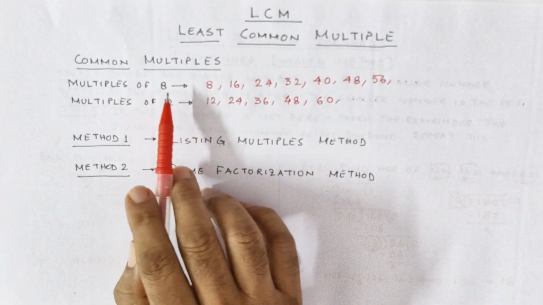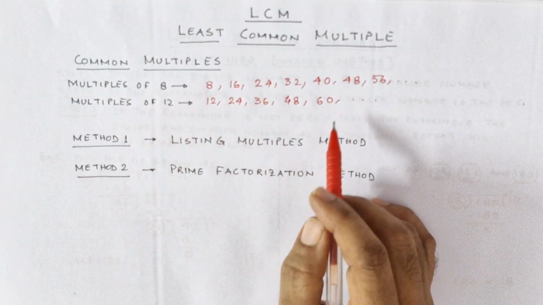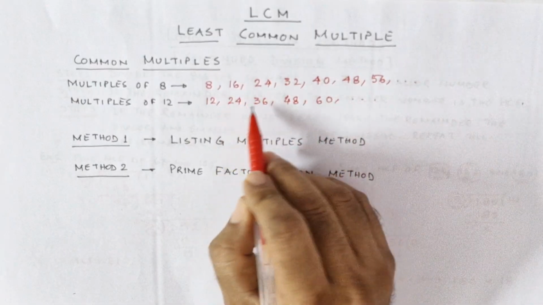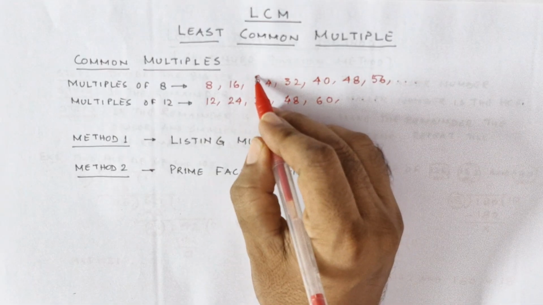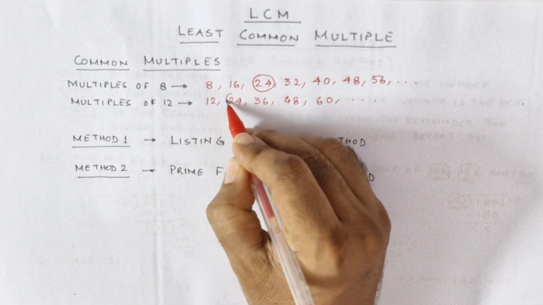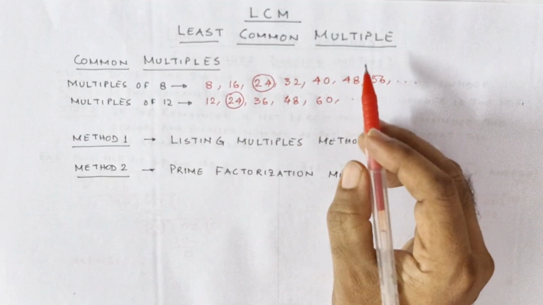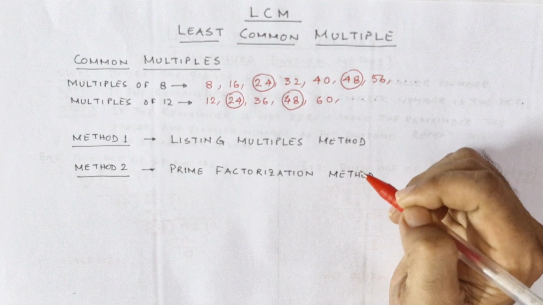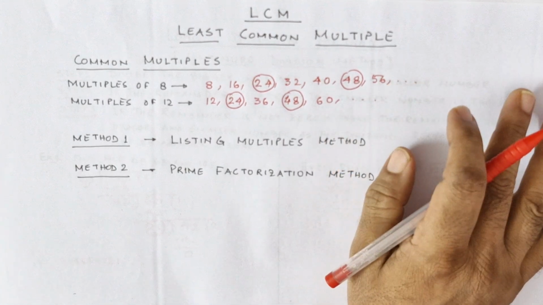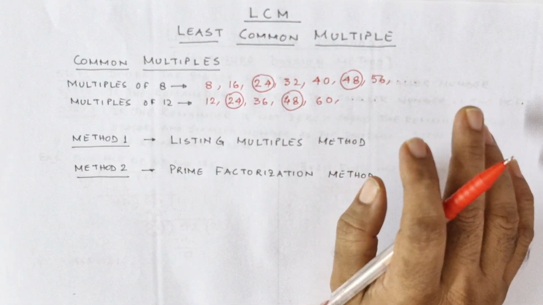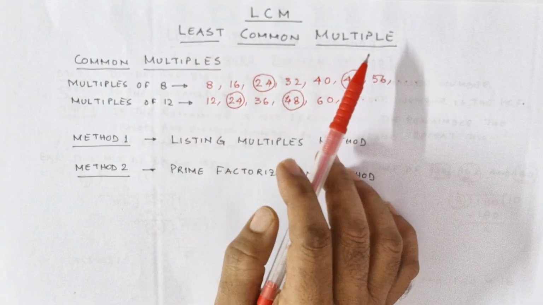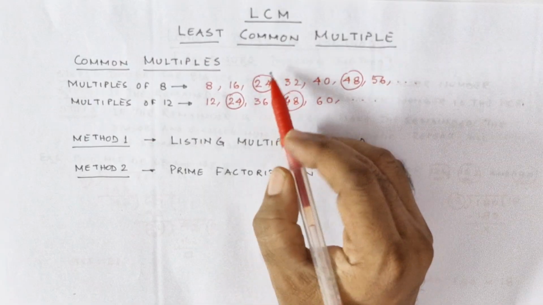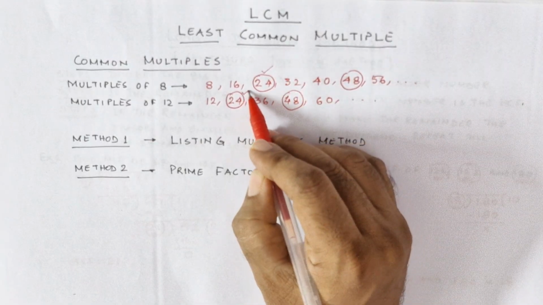Now, among these two sets of multiples, what are those numbers which are common? So let's try to find them out and circle them. Here we see 24 and we also see 24 here. So 24 is common. And obviously 48 and 48 are common. Now we'll have more common multiples, but our goal is to find the least common multiple. So among these common multiples, which one is the least? Obviously the first one. This is 24.